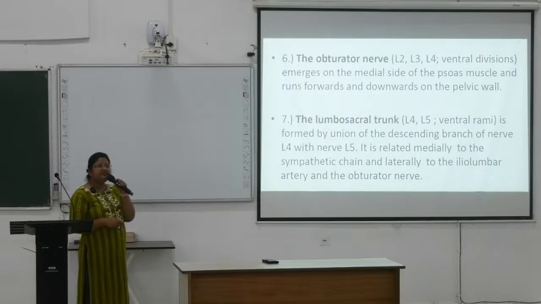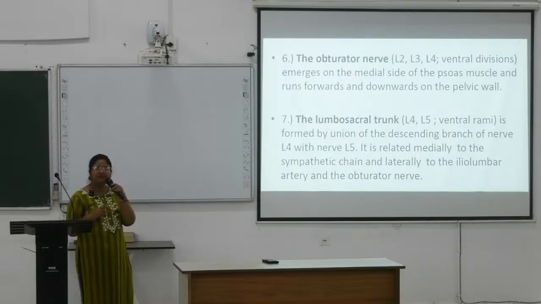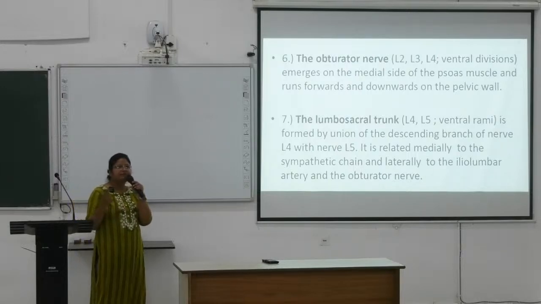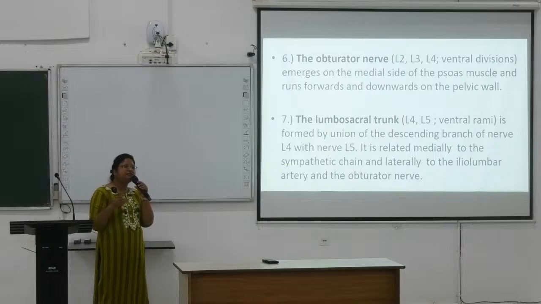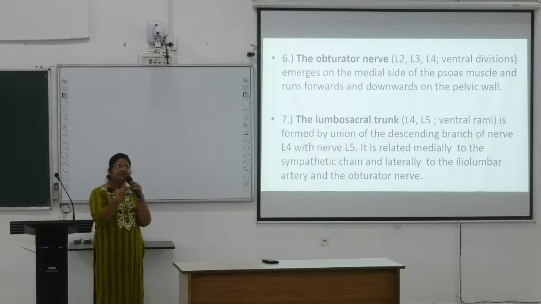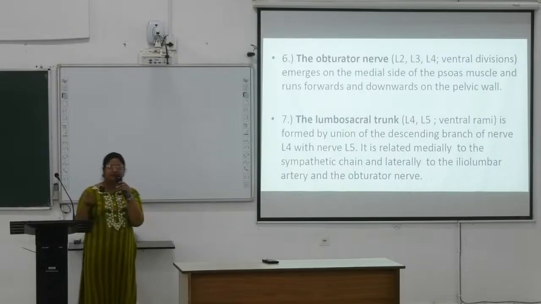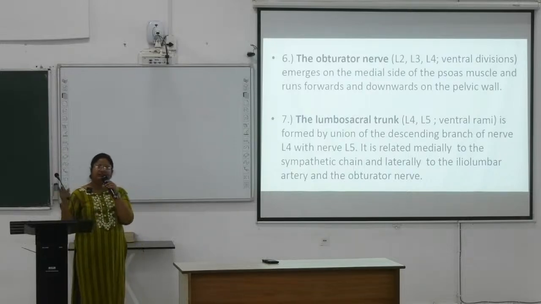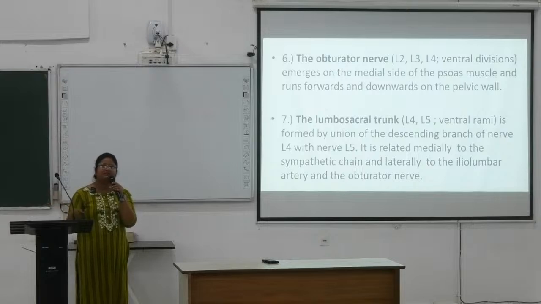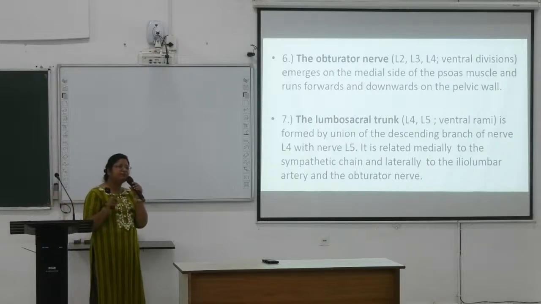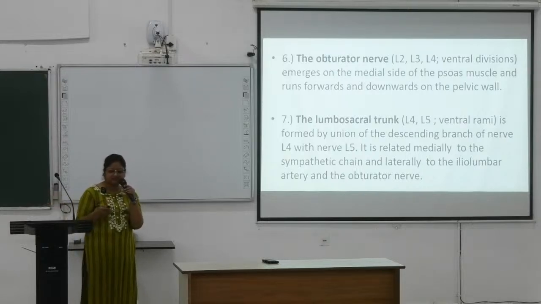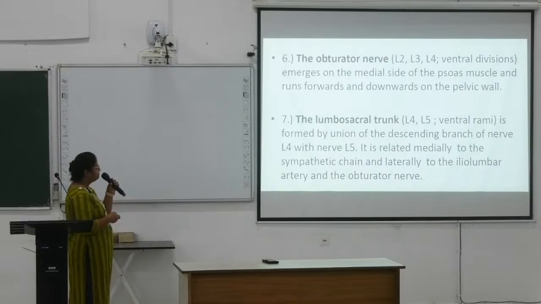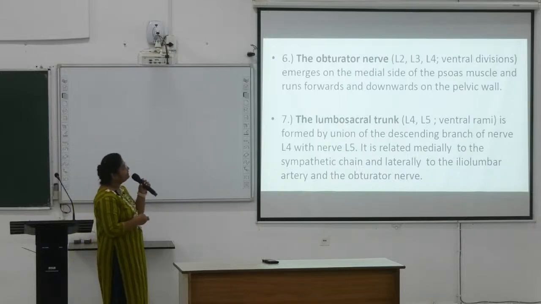It is forming the O structure. During sacrum you have read the O structure. From outside inward over the ala of the sacrum lies the O structure. O is formed by obturator nerve, okay, iliolumbar artery, lumbosacral trunk and sympathetic trunk. All these four were forming the O structure. So it is emerging on the medial side of psoas major, you have to remember.